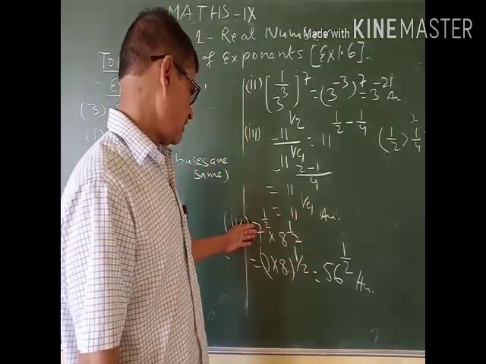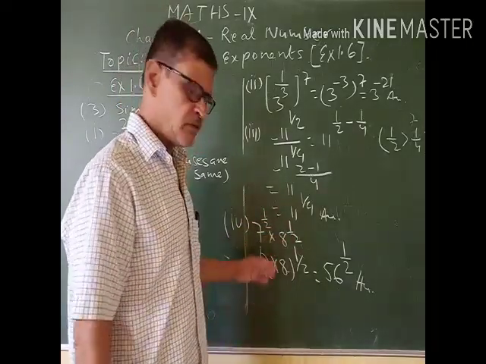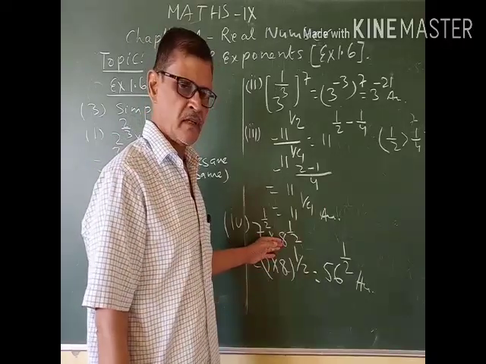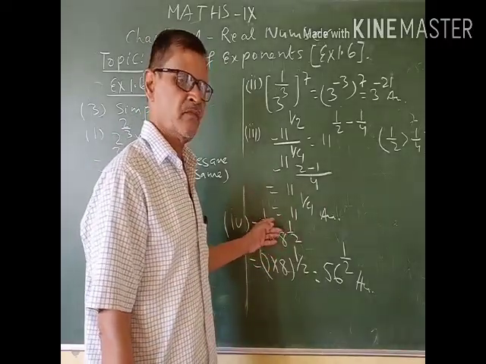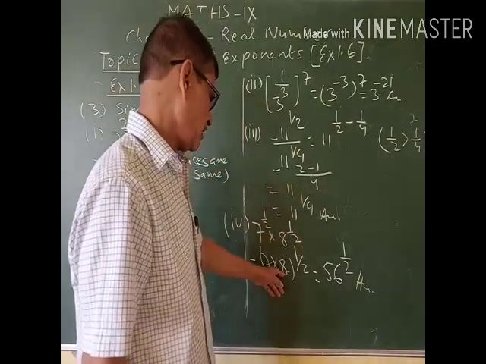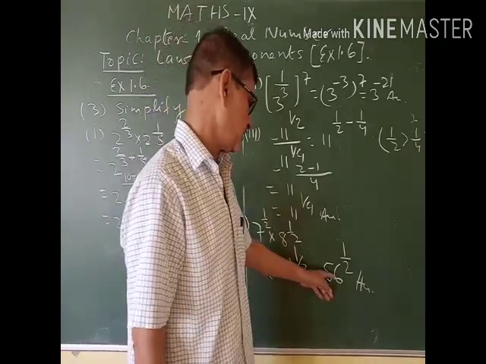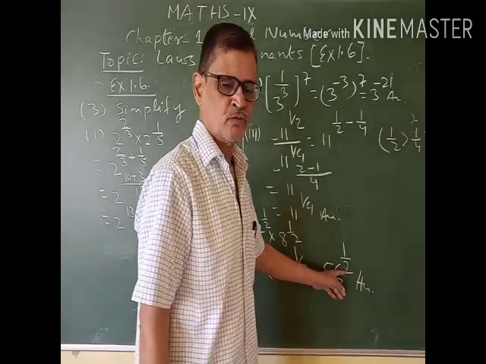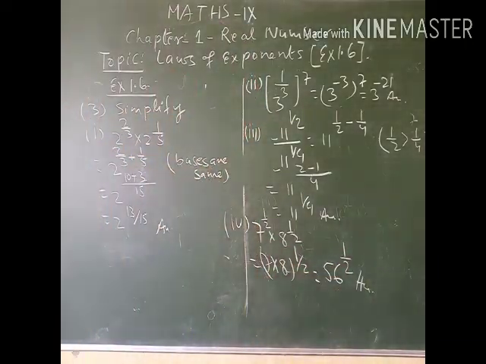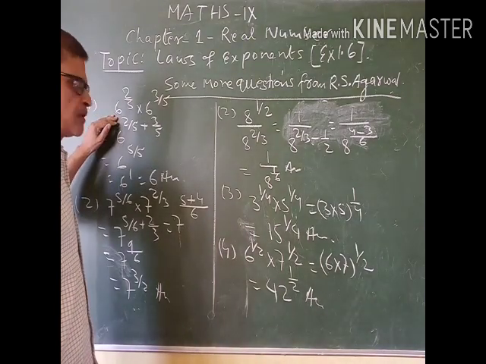Here 7 to the power 1 by 2 into 8 to the power 1 by 2. Here we observe that the bases are different but the exponents are the same. So you can write here like this: 7 into 8 to the power 1 by 2, and this will give you 7 8 is 56 to the power 1 by 2. You have to simplify it.